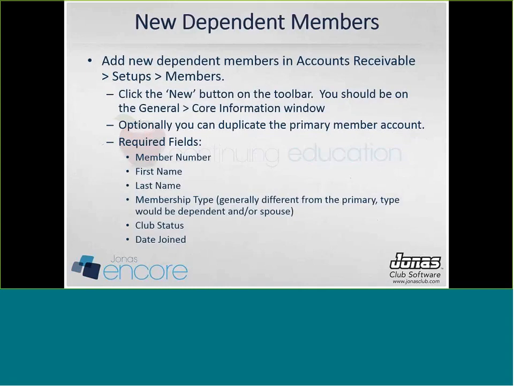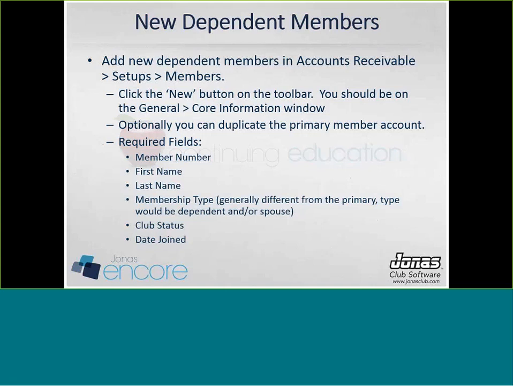So if we talk a little bit about dependents now, which I touched on briefly, when you add a new dependent, you can follow the same procedure: click new on the toolbar, fill out their first name, their last name, their addresses, etc. Alternatively, you could duplicate the primary member account. So you could find the husband, or the wife, or an existing family member and hit the duplicate key on your toolbar and then just replace the first name and last name. That way the address is already there, all of their settings are already there, their join date is there.